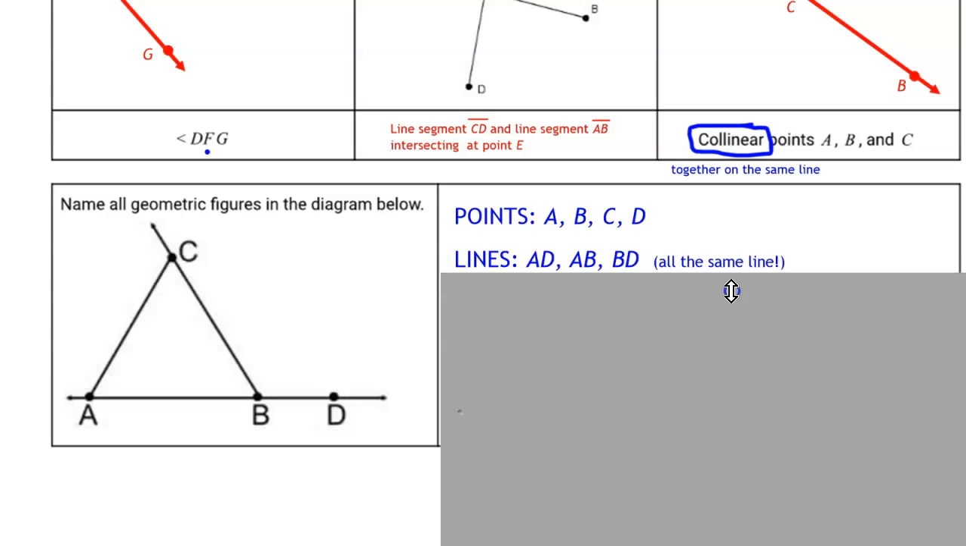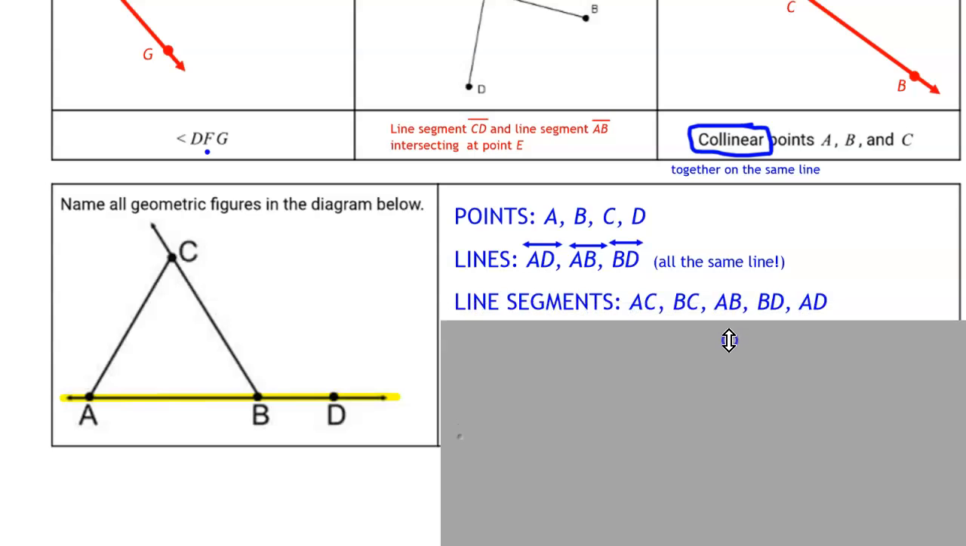The next thing that I named are the lines. As a matter of fact, there was only one line in this whole diagram. It was the line from here to here that's named in 3 different ways. You could name it based on any 2 points that it passes through. So line AB, line AD, or line BD, they're all the same exact line, but you can name it in 3 different ways. It has 3 different names for the same thing. And of course, since they're lines, we notate it with the line with 2 arrows on either side on the top.